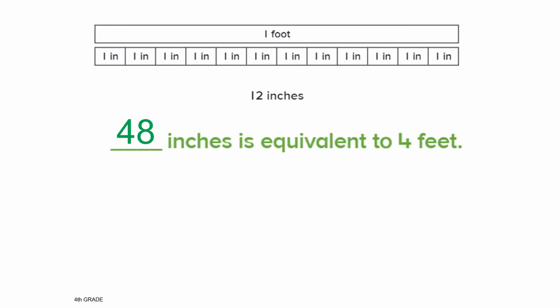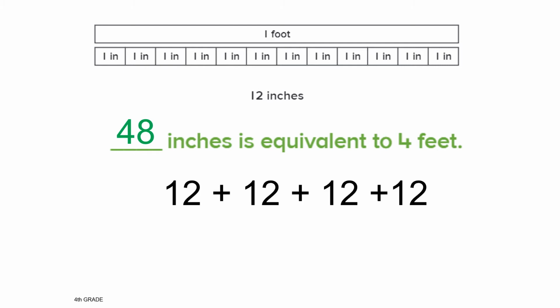48 inches is equivalent to 4 feet. Maybe you thought about 12 plus 12 plus 12 plus 12, or 4 times 12, or maybe you remembered that 24 inches is equivalent to 2 feet, and that you could do two groups of 24, or 2 times 24, to get the answer.